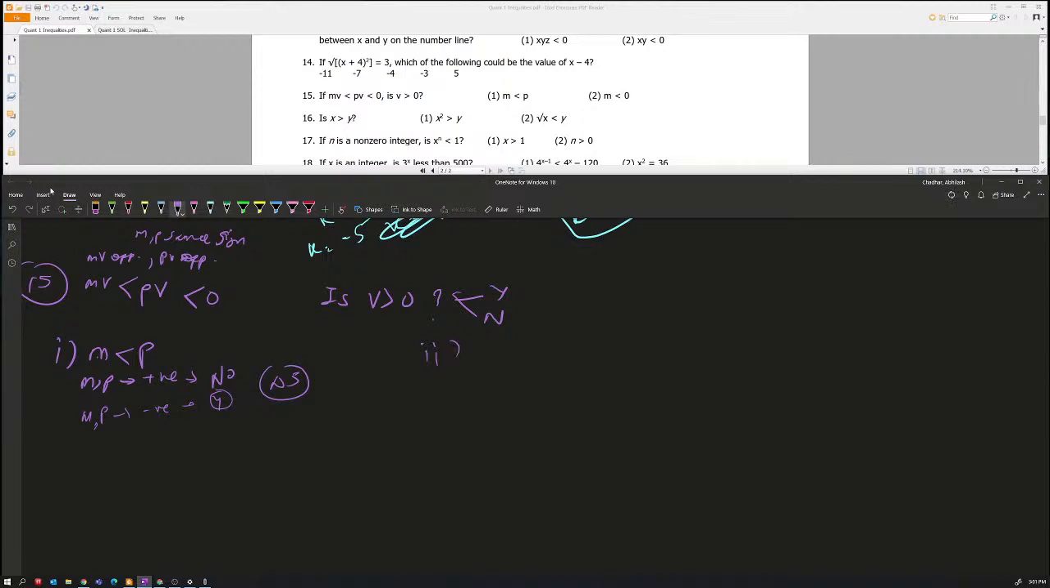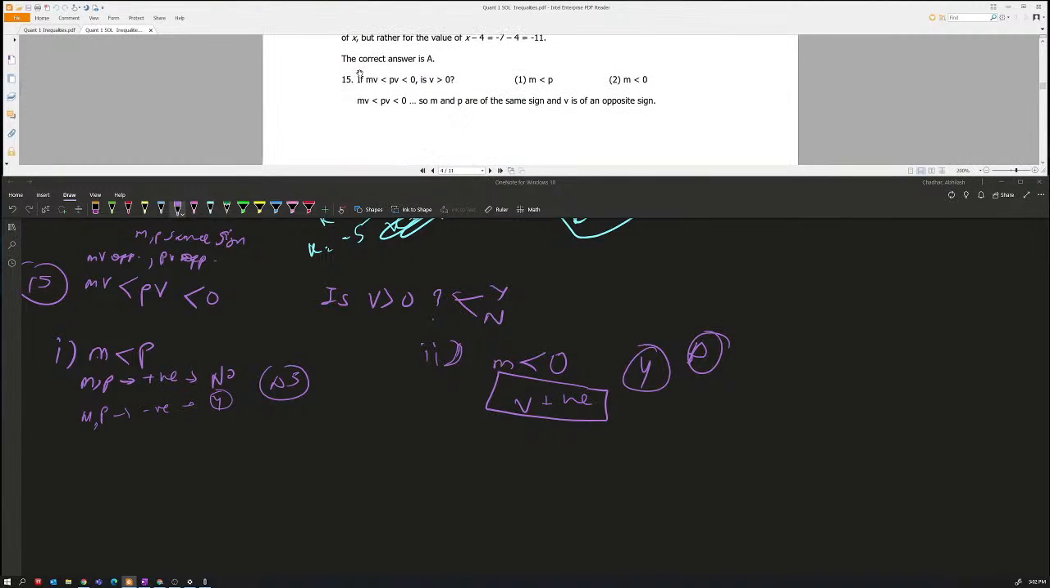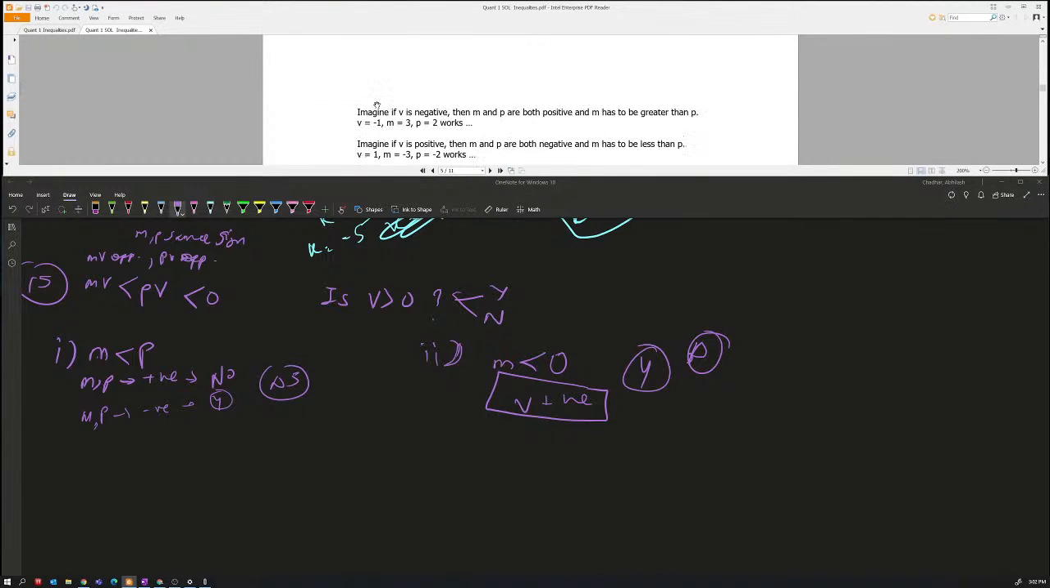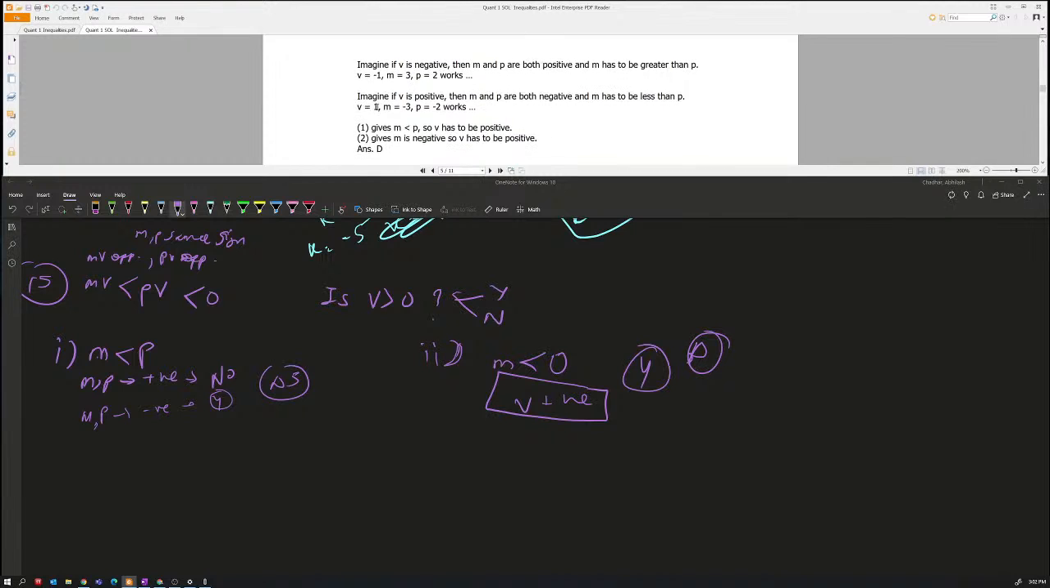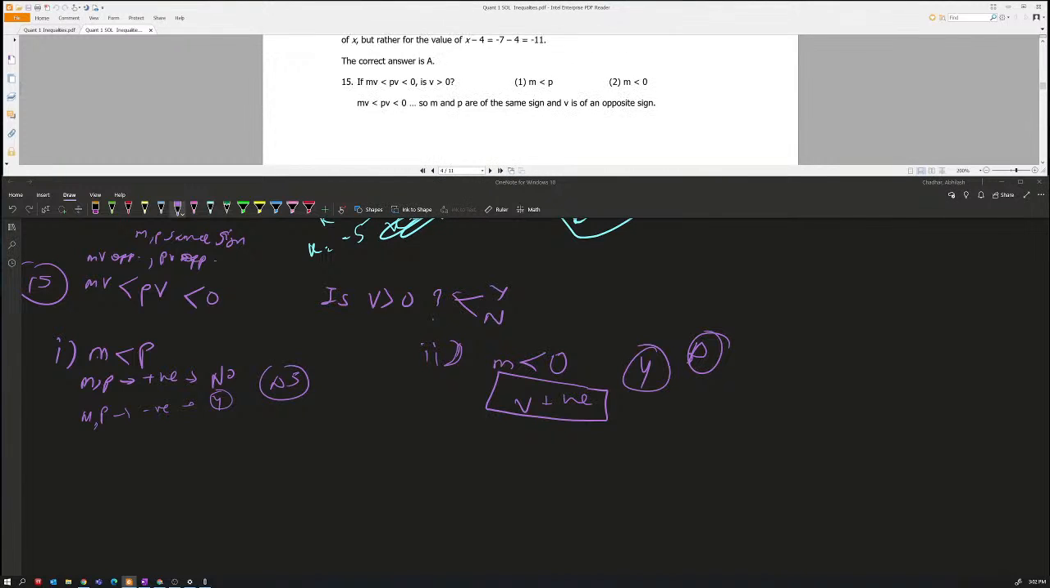Let's check information piece number 2, which says M is less than 0. So if M is negative, now we're talking. M is negative, and we know that V is positive. So we can say yes. So B is the answer. Easy. Let's see if this is the solution. Question 15. Awesome, that was an easy question.